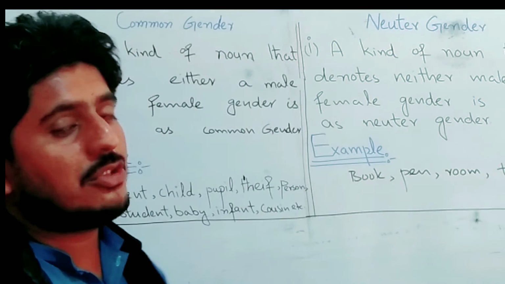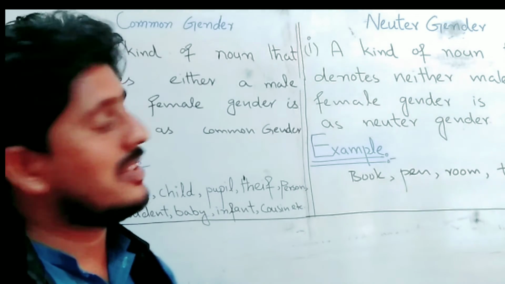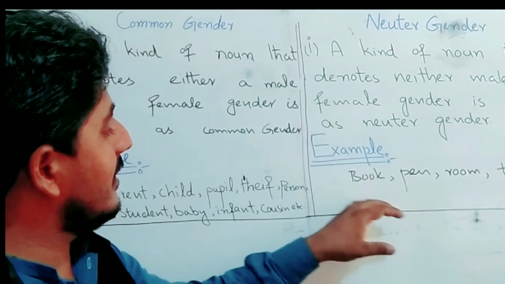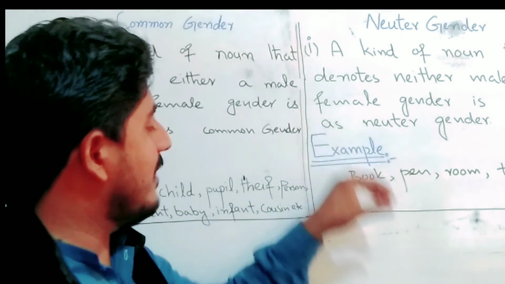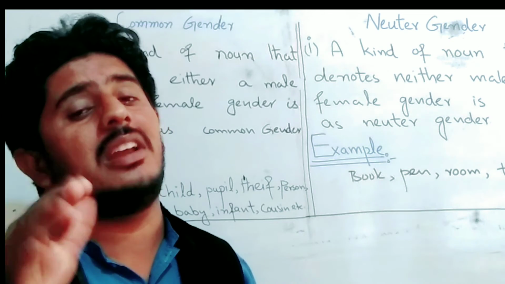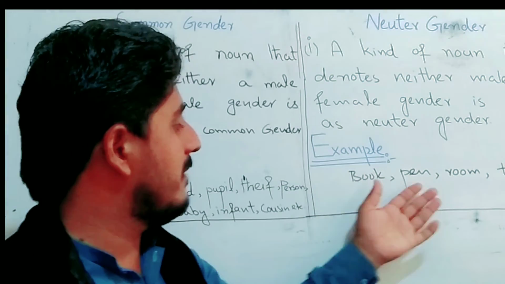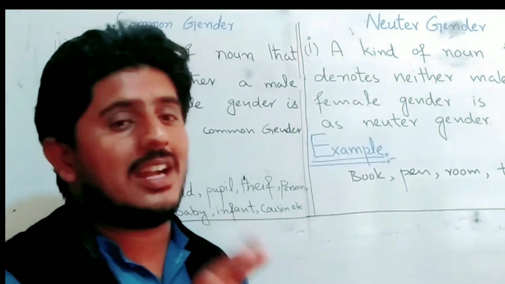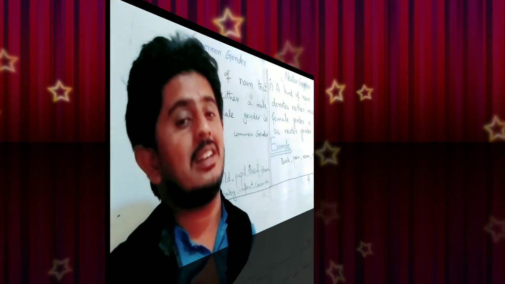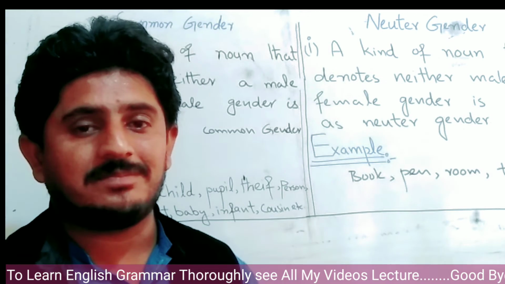If we move towards the examples of the neuter gender, we see book, pen, room, tree, etc. All these are examples of neuter gender. Book cannot be distinguished in male or female gender. Pen also cannot be distinguished in female or male gender, such as room. And in this way, this is our today's discussion topic.